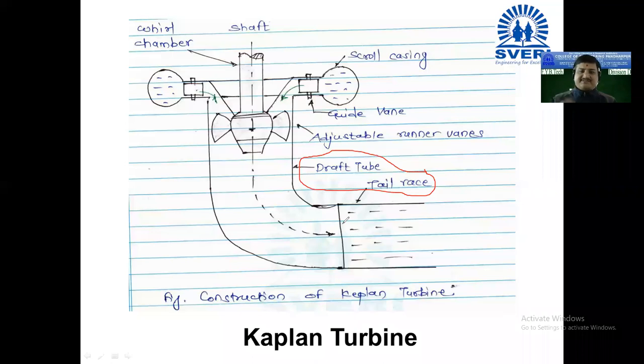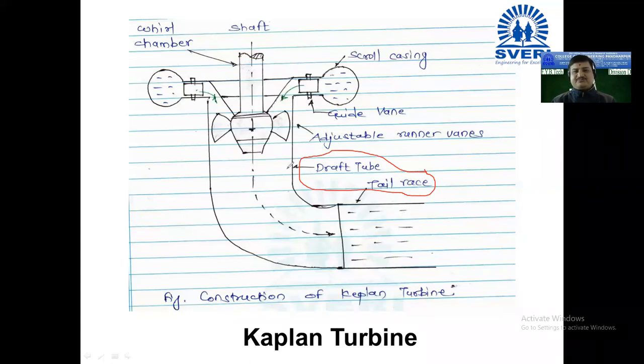The water that comes and falls down, where does it go? To the tail race. So it went to the tail race, and the tail race is connected with the draft tube. Now what do you mean by draft tube? We learned about the draft tube yesterday also. But why is it called a draft tube?